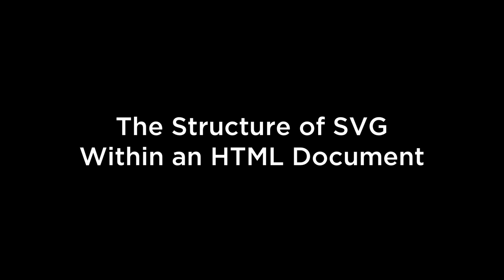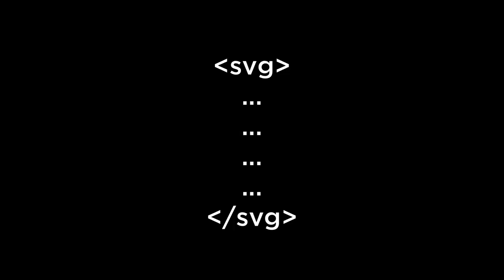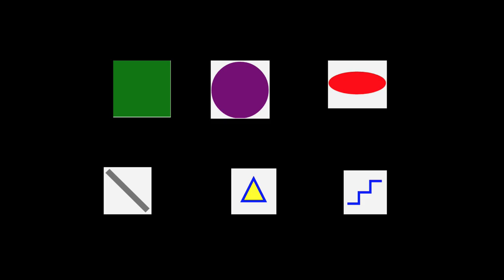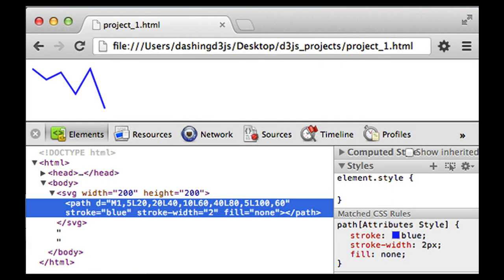The structure of SVG within an HTML document. SVG graphics are defined within an HTML document just as if you were writing HTML. You start with an opening SVG tag. You close with a closing SVG tag. Inside, you can specify basic shapes like rectangle, circle, ellipse, straight line, polyline, and polygon, or specify an SVG path. The SVG path allows you to create all the basic shapes and many other ones. The SVG path represents the outline of a shape that can be stroked, filled, used as a clipping path, or any combination of all three. SVG path is basically a pen you can move around.